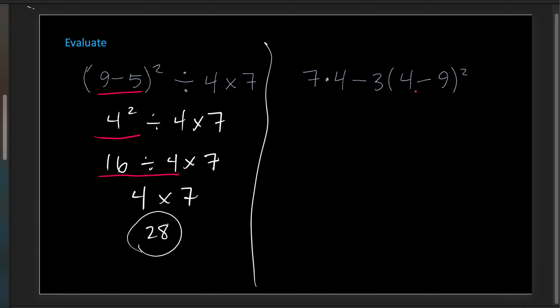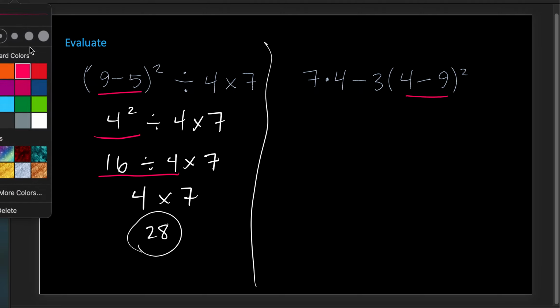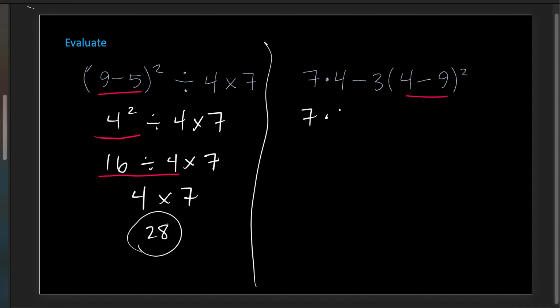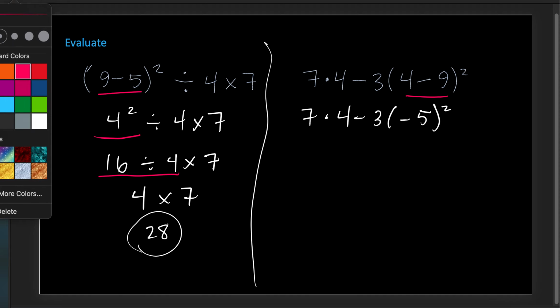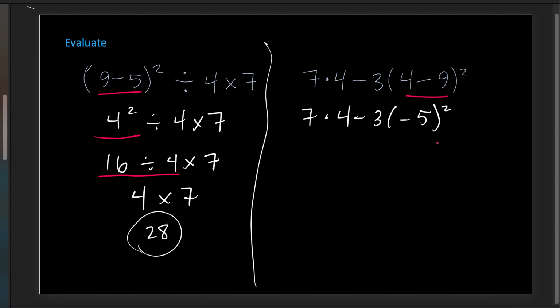7 times 4 minus 3 times 4 minus 9 squared. So first I must do parentheses, 4 minus 9. So I'm going to write down what the expression looks like. 7 times 4 minus 3, and 4 minus 9 is -5, squared. So next, what to do? I've got exponents right here, so I have to do that next.